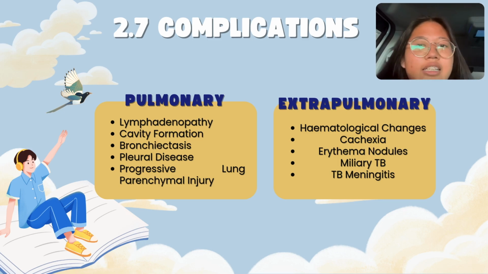damage if untreated. And then the extrapulmonary complications include hematological changes like leukopenia and anemia, cachexia with severe weight loss and muscle wasting, erythema nodosum which causes painful red skin nodules, miliary TB, a severe form of the disease affecting multiple organs, and TB meningitis that can cause brain inflammation leading to motor and cognitive abnormalities.